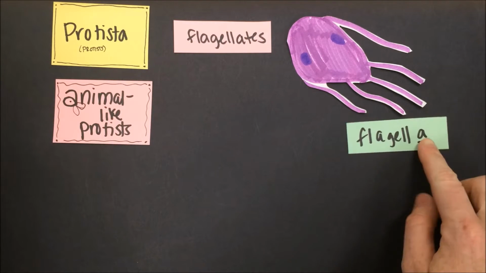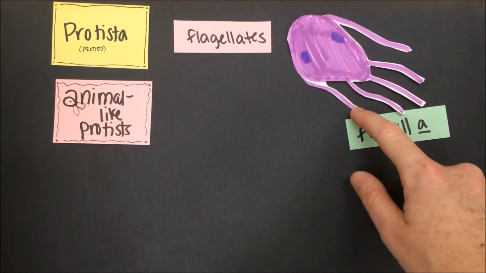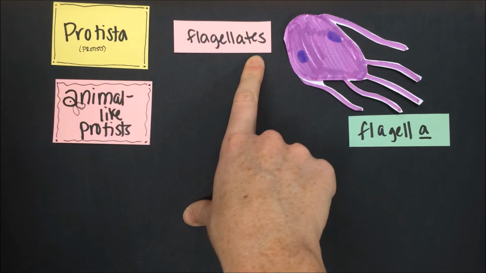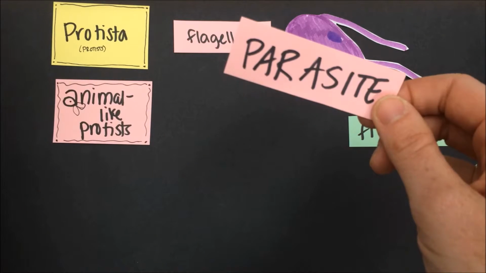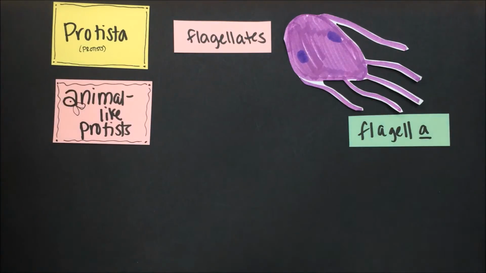Our flagellates use flagella, which we've also seen in some plant-like protists like euglenoids and some species of bacteria. Flagella are whip-like tails that help an organism move. Many of the flagellate protists that we have studied and talked about are parasites, meaning that they take over another organism called the host and wreak havoc on its body.